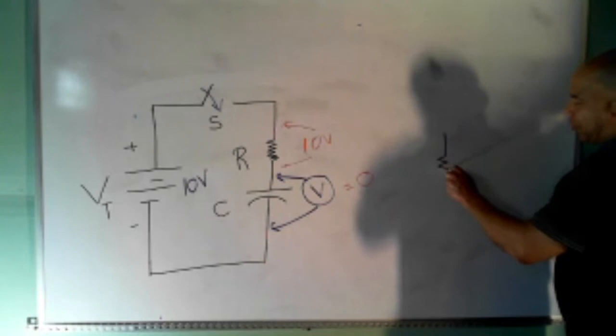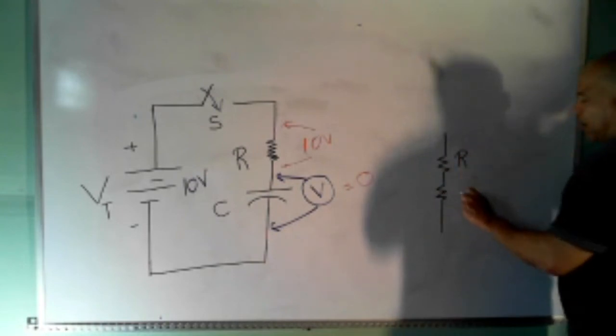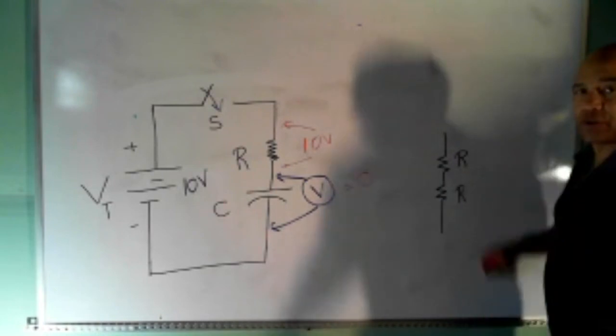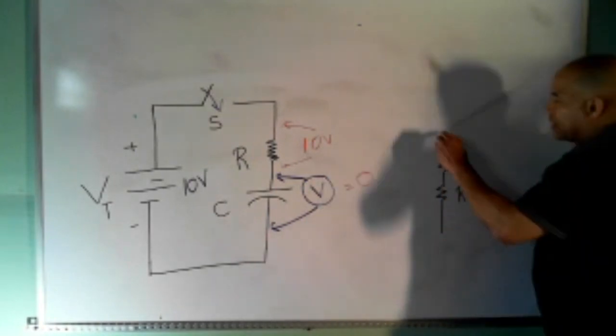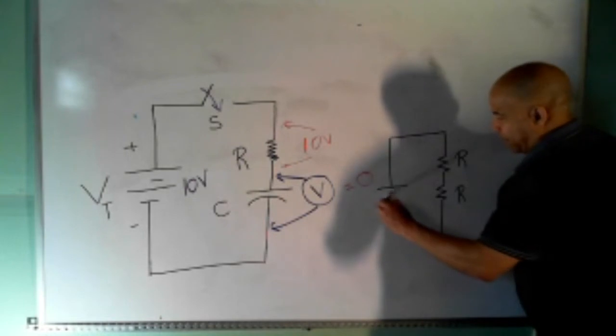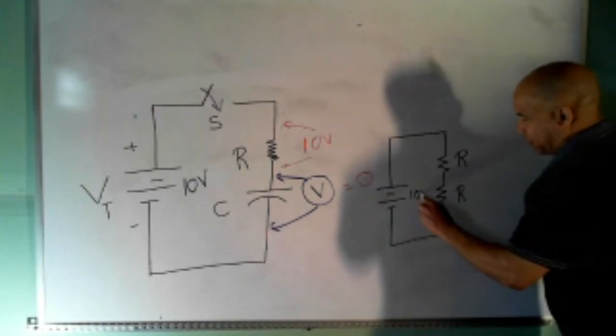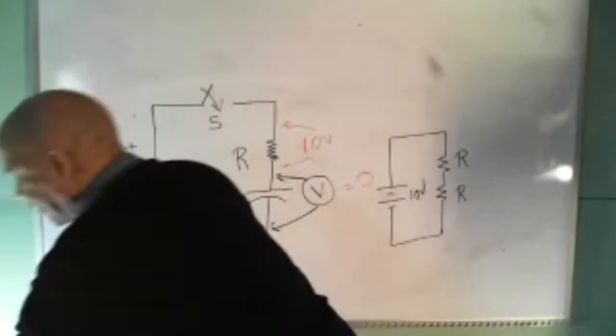I have two resistors in the circuit. I got R and R. Just to keep the math simple, we got two resistors, same value. And I'm going to hook it up to a battery. I'll just make it 10 volts. And I'm going to hook a voltmeter to the bottom resistor.